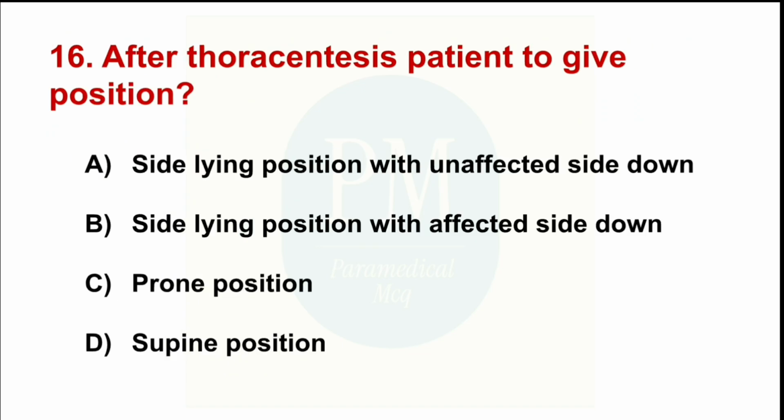After thoracentesis, patient to give position: option A, side lying position with unaffected side down. Option B, side lying position with affected side down. Option C, prone position. Option D, supine position. The correct option is option A, side lying position with unaffected side down.